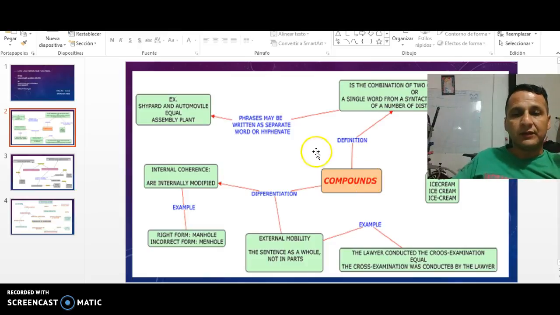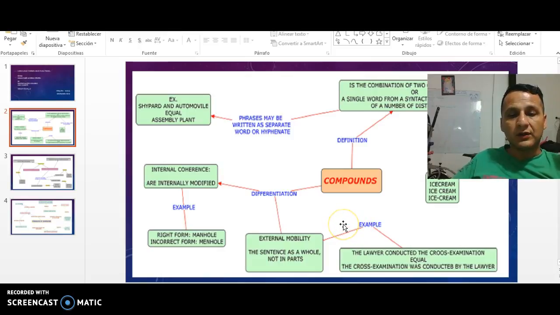Well, the phrases on the compounds. Phrases may be written as separated words or hyphenated. For example, the ship or an automobile is equal to, say, assembly plant. And for the differentiation of the compounds, I have two differentiations. Internal coherence: compounds are not internally modified. For example, the word manhole is the right form, and the incorrect form is man hole.